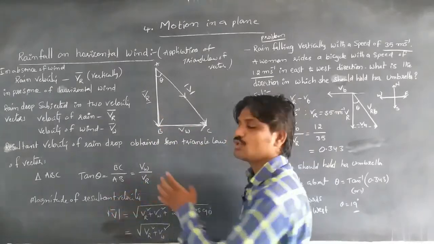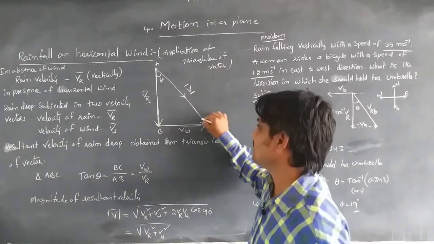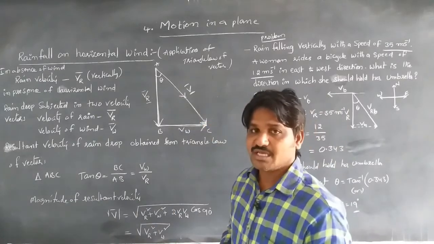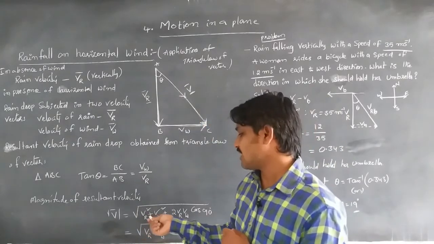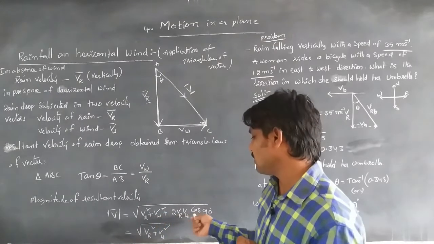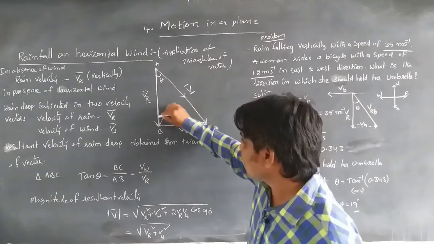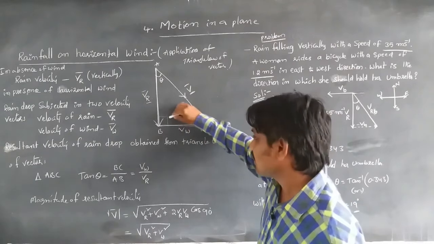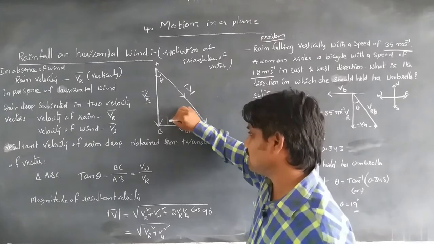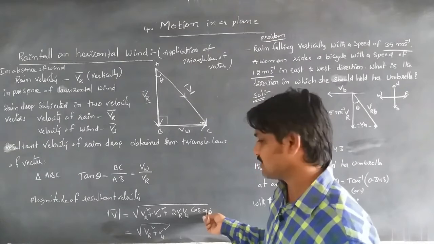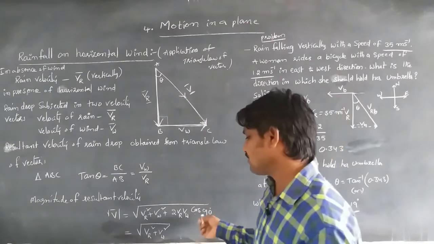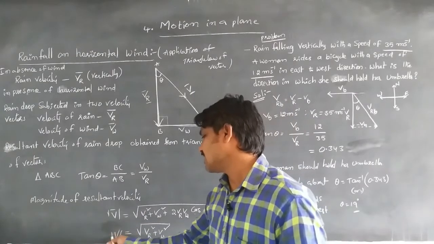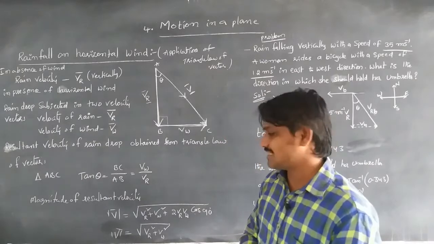Then for the magnitude of the resultant velocity, according to the parallelogram law of vectors, we have the equation: root of Vr square plus Vw square plus 2 Vr Vw cos 90 degrees. Because the angle between Vr and Vw is 90 degrees, they are perpendicular to each other, so here we have cos 90 degrees, which we know is 0. So we get root of Vr square plus Vw square, which is the magnitude of the resultant velocity.